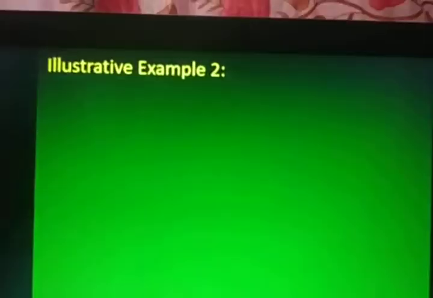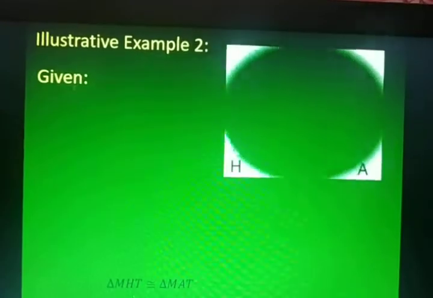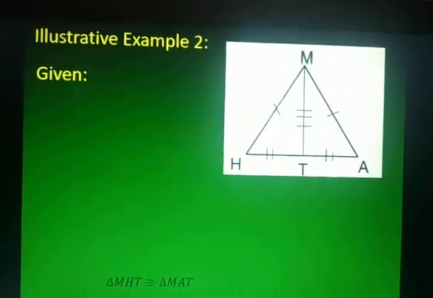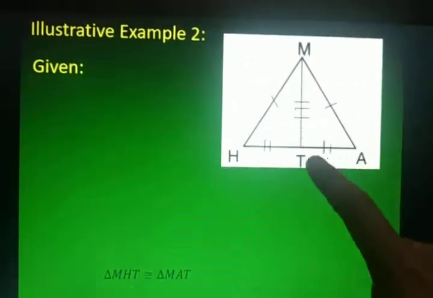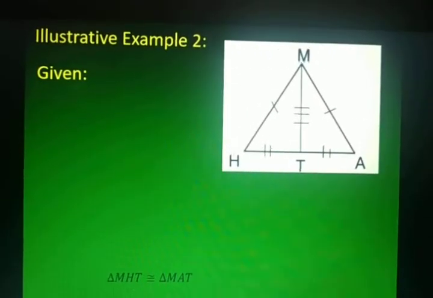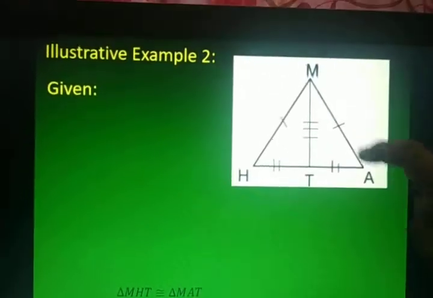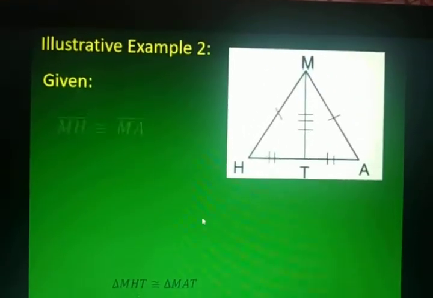Here's another example. This is illustrative example number 2. And here is the given illustration. There, you can see there are two triangles. It's just that they overlap each other. Okay, this is triangle MHT, triangle MAT.